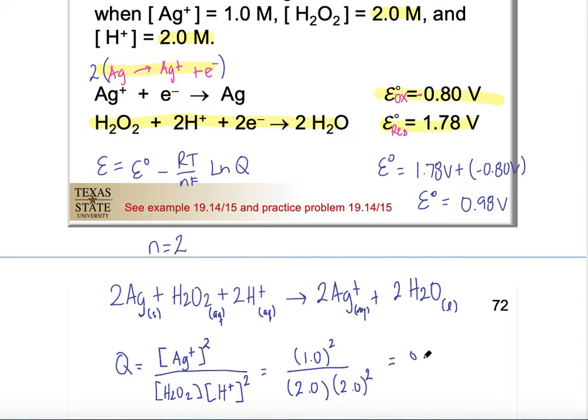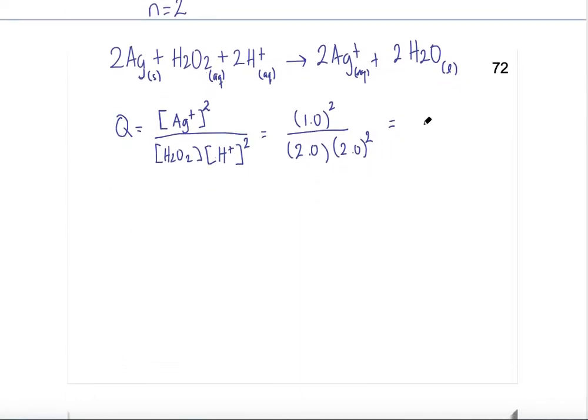0.125. Let's see if I can write that a little better. Nope, it's not gonna let me. All right, let me move down here and see if it'll let me now. 0.125. Okay, and that is a dimensionless quantity.